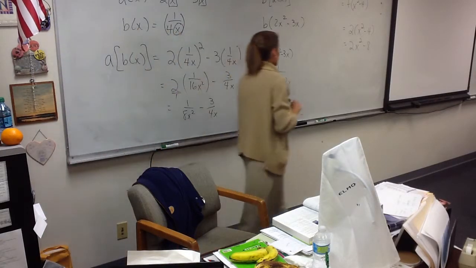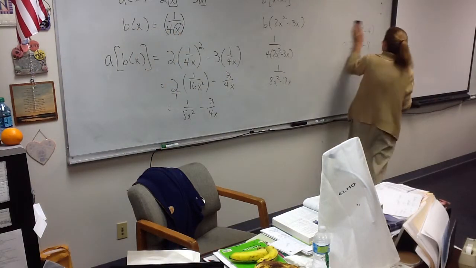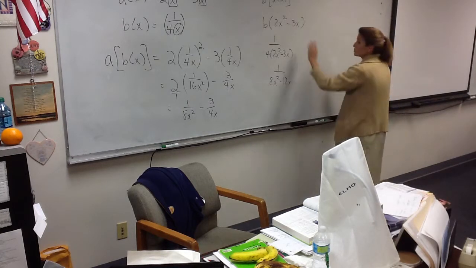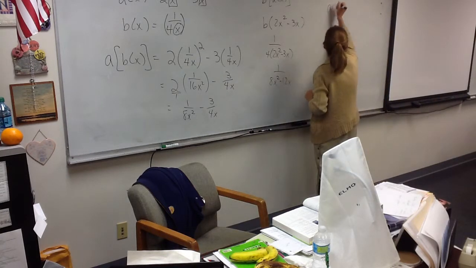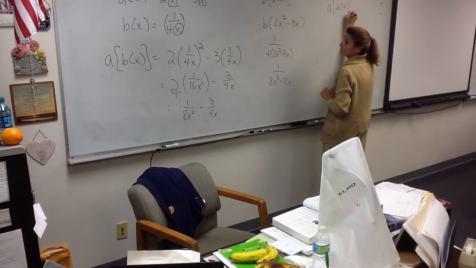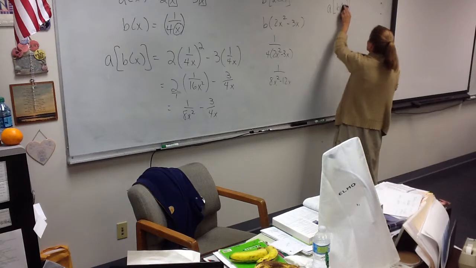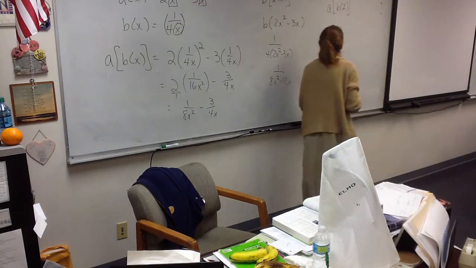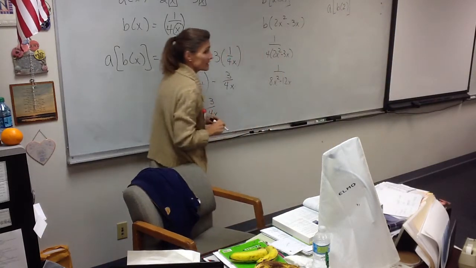All right, one more, and then we'll look at some homework questions. One more. Same two functions. What if I said find A of B of 4? I don't want to do 4. Let's see, 2. What if I said find A of B of 2?